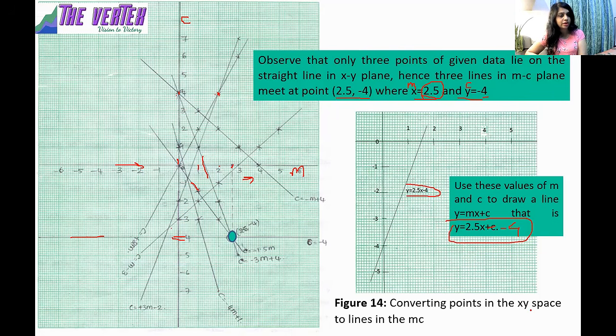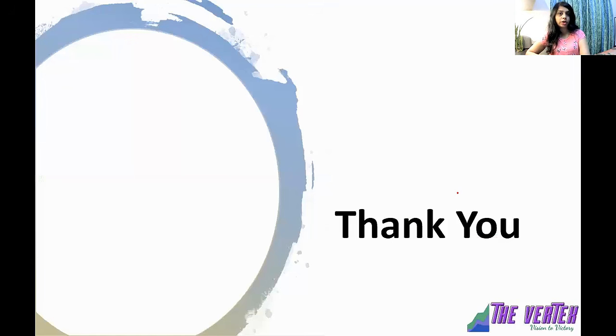So converting points in the xy plane to lines in the MC space. I hope you understood how to solve the problems of Hough transform and how to draw a line that converts the points in the image space.